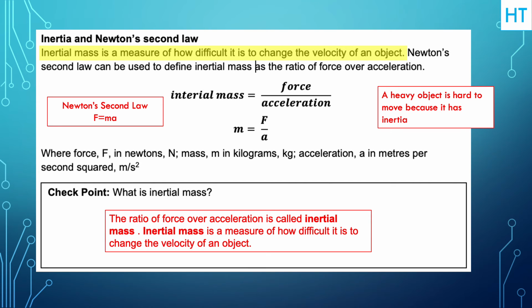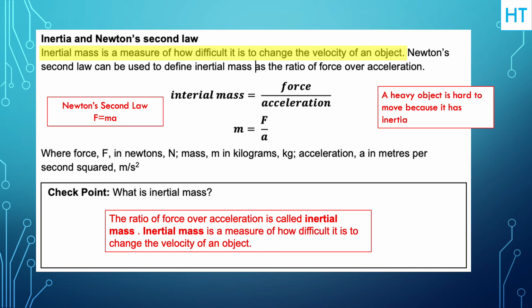So inertial mass, the ratio of force over acceleration, right? A ratio is just what you get if you divide something by something. In this case, we have force over acceleration. So that's our ratio. That's called inertial mass. And inertial mass is a measure of how difficult it is to change the velocity of an object.